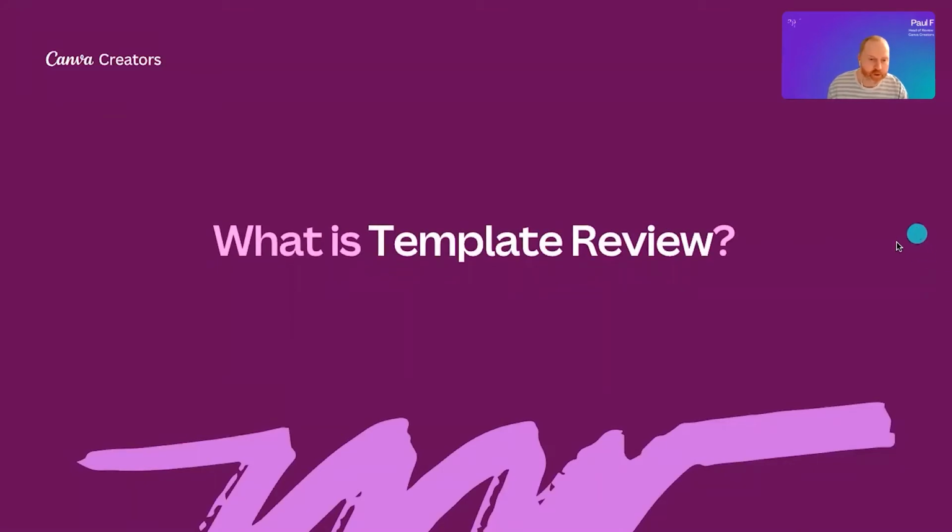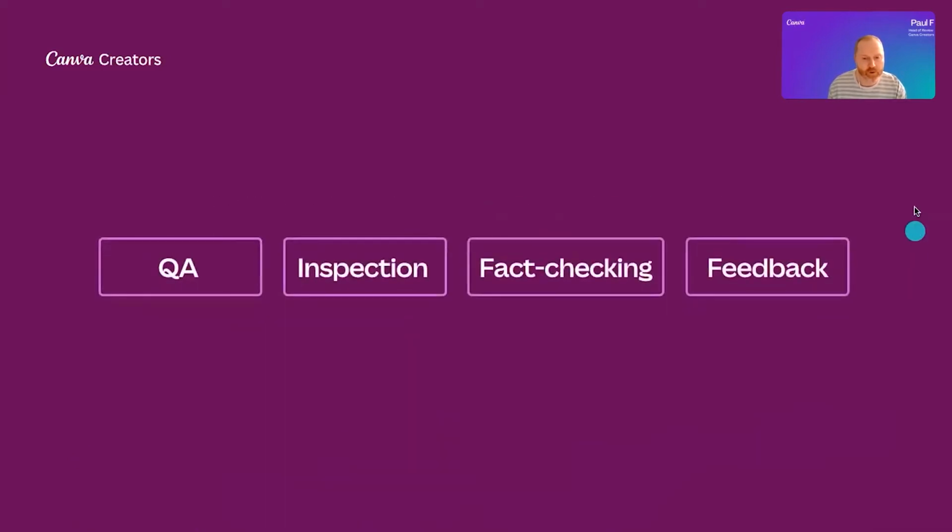So I think you probably have a good idea of what template review actually is, but for those of you who want a quick refresher, this is how we think about template review. There's the quality assurance piece of this. There's the inspection of it. There's a little bit of fact checking that we do, and certainly sometimes fact checking might even mean spell checking and grammar and that kind of thing. And then finally, the review process is about feedback and how we get you feedback as creators so that you can improve your next submission, but also understand how you might be able to revise or amend your existing template so that you can get it through and published to the library.